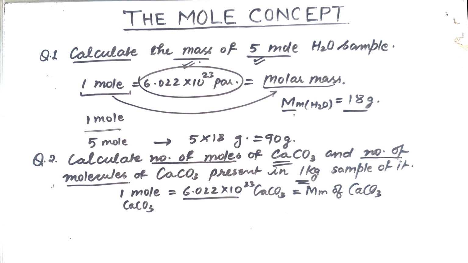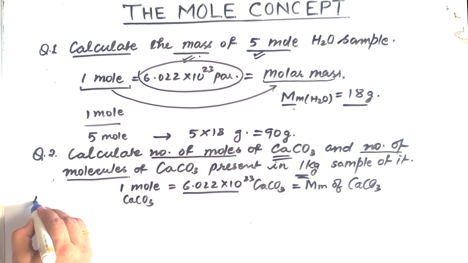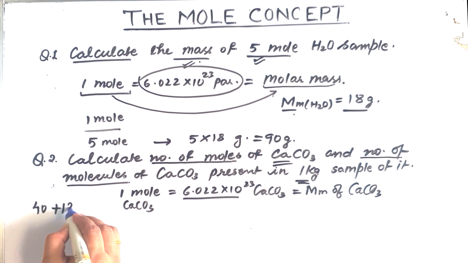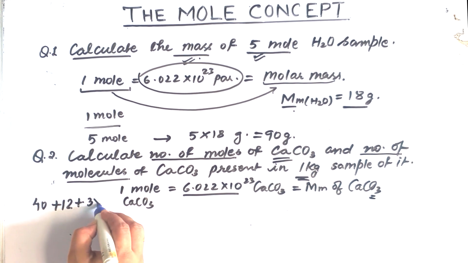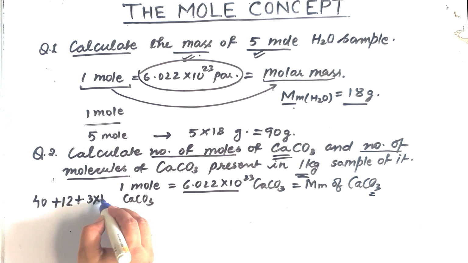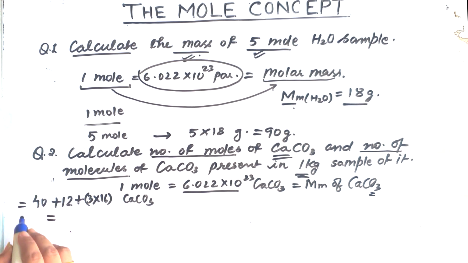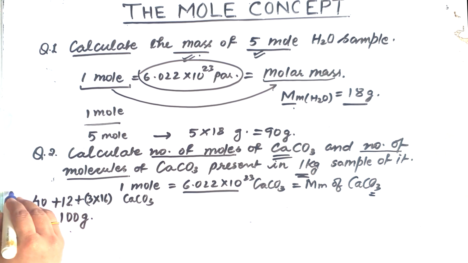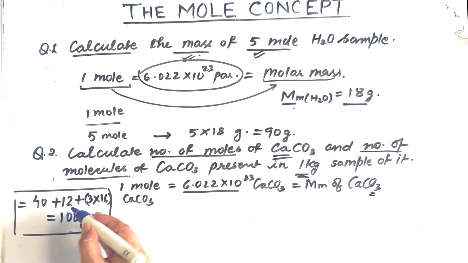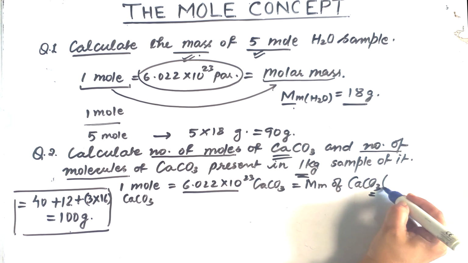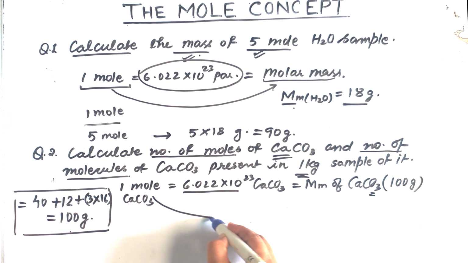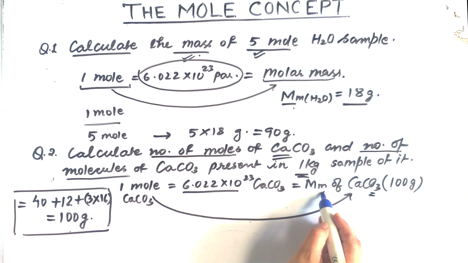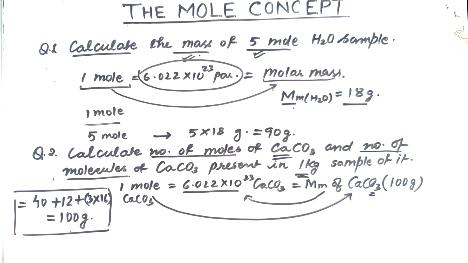So let us first calculate the molar mass of CaCO3. Ca 40 plus C 12 plus O3. How many oxygens are there in this calcium carbonate? 3. And what is the mass of one oxygen? 16. So the total, if you take it, you will get 100 grams. So the molar mass of calcium carbonate is 100 grams. Now what you can predict here: 1 mole will weigh 100 grams and this 100 grams will contain this number of molecules.